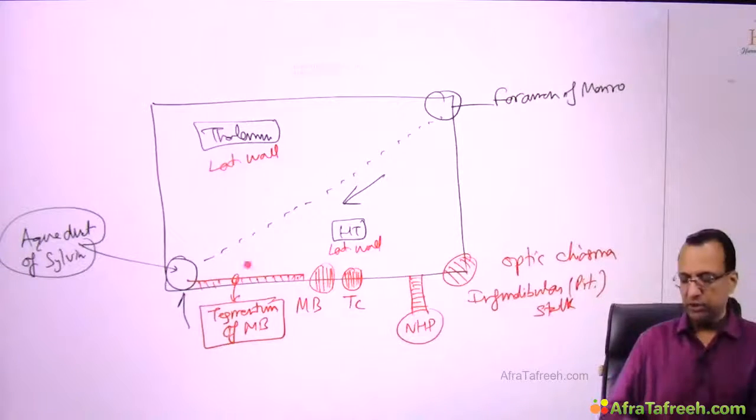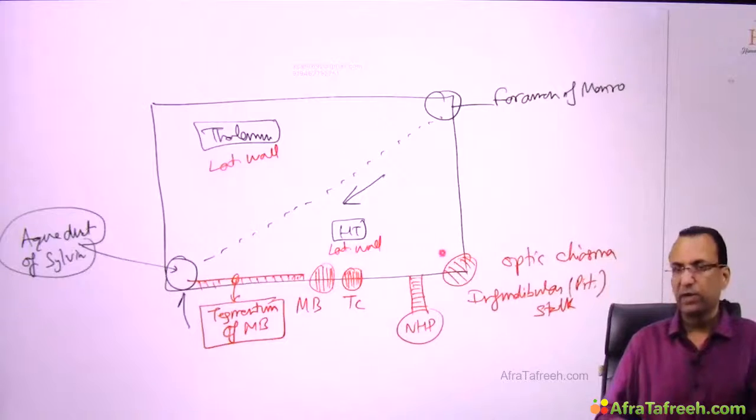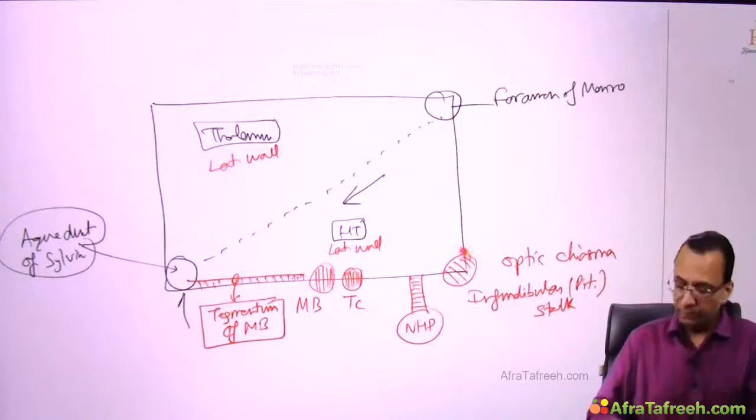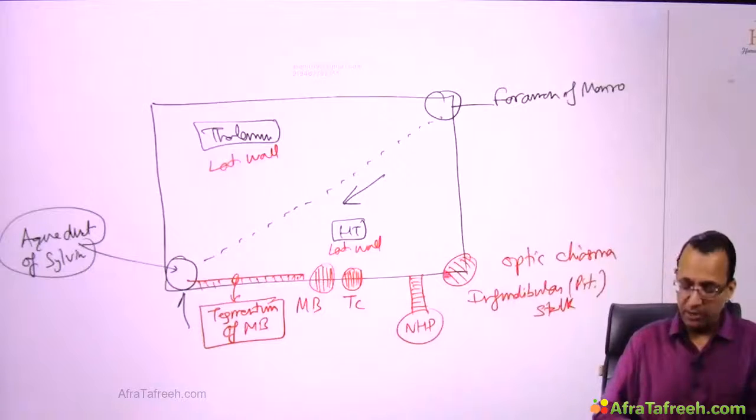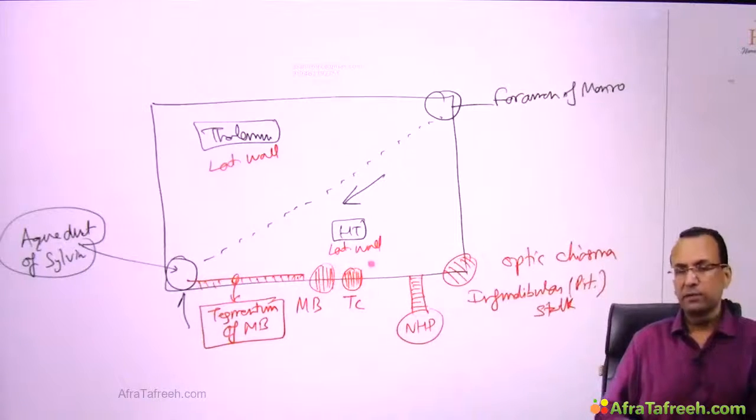So tell me the structures at the floor of the third ventricle, anterior to posterior. Most anterior is the optic chiasma. Behind that, the infundibular or pituitary stalk, the neurohypophysis suspended there. And then the tuber cinereum, part of the hypothalamus. Behind that, the mammillary body. Behind that, the tegmentum, part of the midbrain.